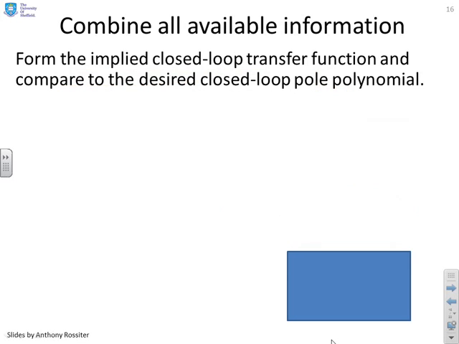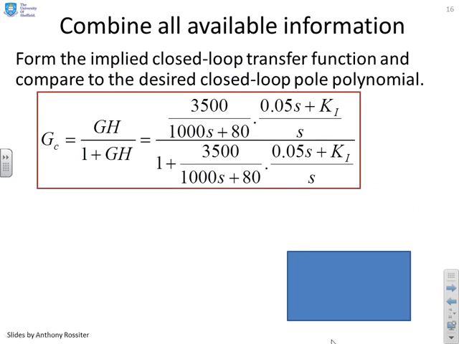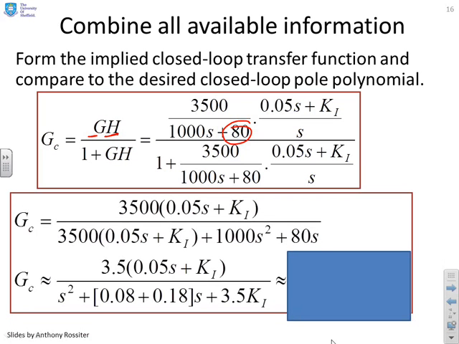What next? Next, we can form the closed loop transfer function and compare it to the desired closed loop pole polynomial. So we've stuck that B into our model for G. What we found was B was about 80, and you'll see I've created my closed loop transfer function by substituting in for G, substituting for H, and you see, okay, it looks a bit messy. We'll do the simplification, and this is what you get: your closed loop pole polynomial is this term here at the bottom, S squared plus 0.08 plus 0.18 times S plus 3.5 Ki.